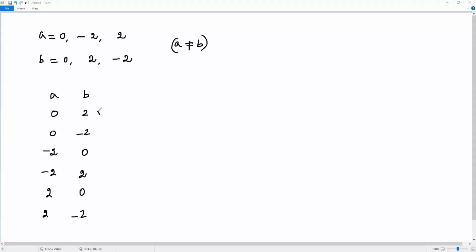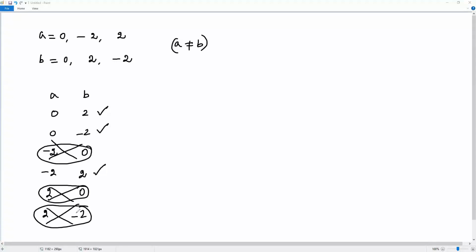Here 0, 2, the same 0, 2 is repeated here, so we can ignore this. 0, negative 2, the same is repeated here. We can ignore this. Negative 2, 2, the same is repeated here. We can ignore this. So we get three different pairs of values for t because a and b are the two different values of t. We get t is equal to 0, 2, the first pair. The second pair t is equal to 0, negative 2. The third pair t is equal to negative 2, positive 2. Now what I need to do is check each pair with the given parametric equations.